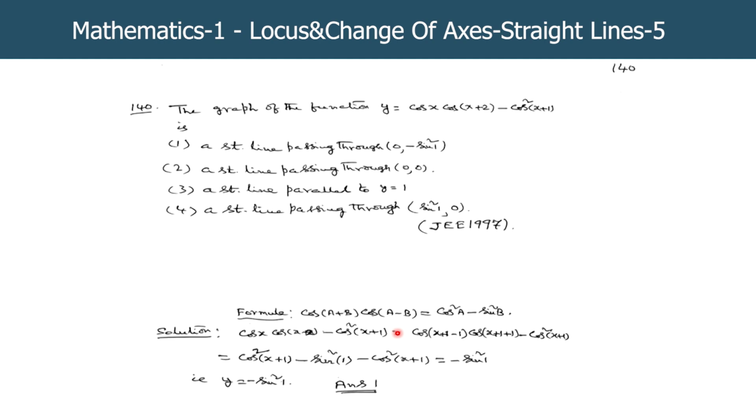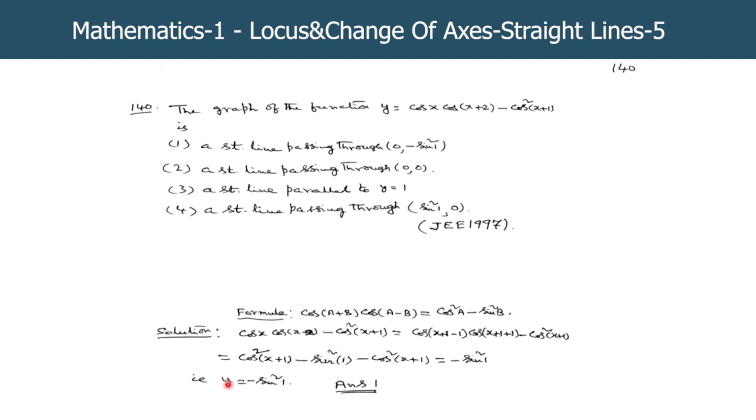Now, cos x into cos x plus 2 minus cos square x plus 1 can be written by writing x as x plus 1 minus 1. So cos of x plus 1 minus 1 into cos of x plus 1 plus 1, minus cos square x plus 1. That means here we have written x as x plus 1 minus 1 and x plus 2 as x plus 1 plus 1. So that is of the form cos A plus B into cos A minus B. If you use that formula, that is cos square x plus 1 minus sin square 1 minus cos square x plus 1. So cos square x plus 1 and cos square x plus 1 cancel. So you get minus sin square 1.